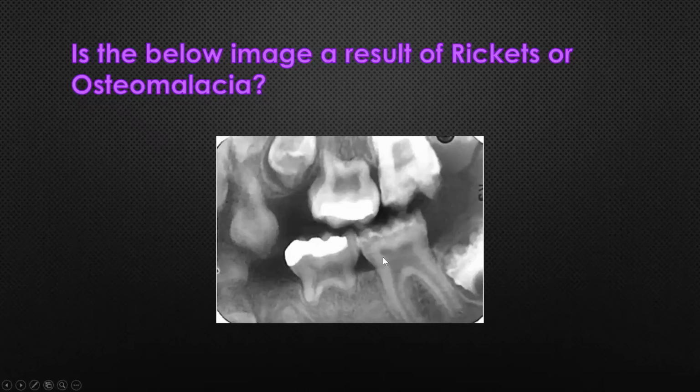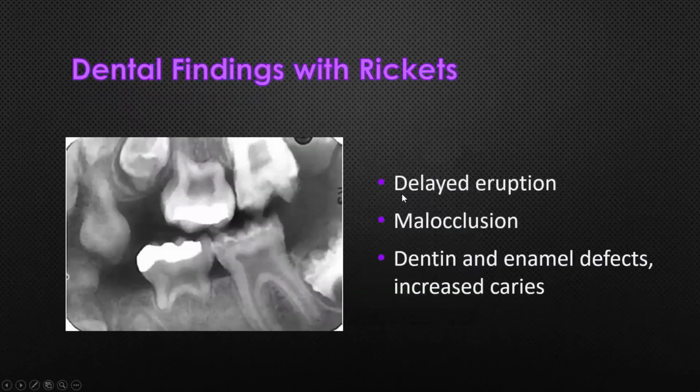You can see it almost looks like amelogenesis imperfecta, but this is from a vitamin D deficiency. So things that affect bone formation, if it's occurring while teeth are developing, can also affect tooth formation. And so rickets can do that. And that can lead to delayed eruption, malocclusion. We see these enamel defects, even dentin defects, increased caries because they don't have enough mineralization when these teeth are developing.